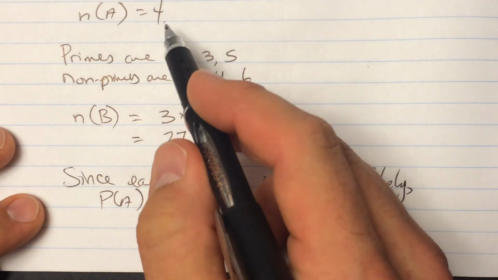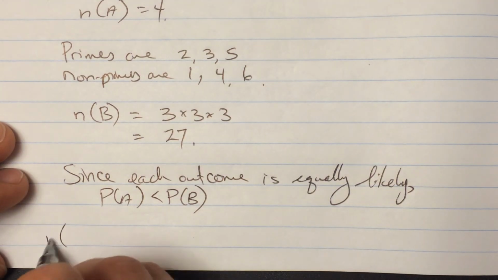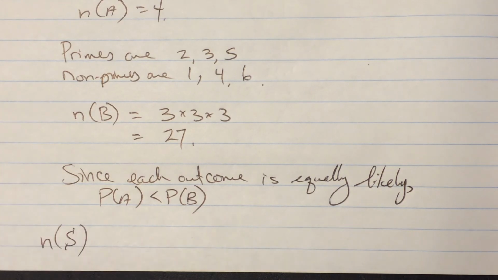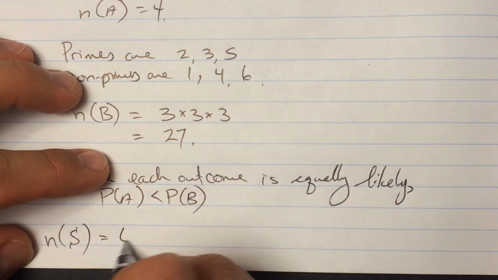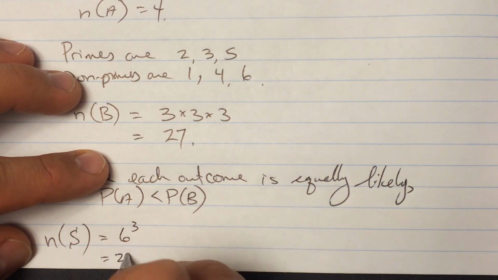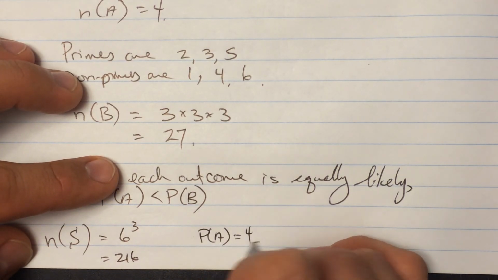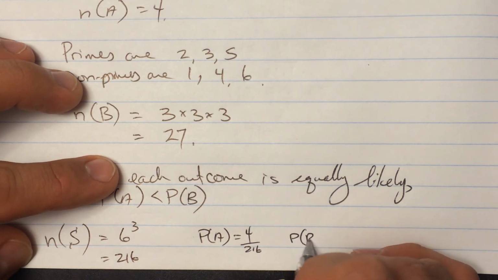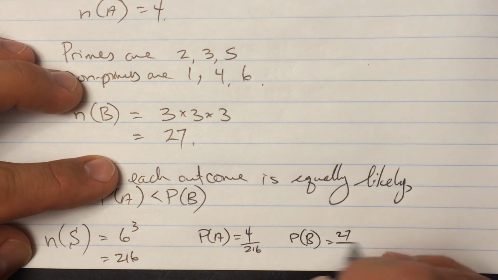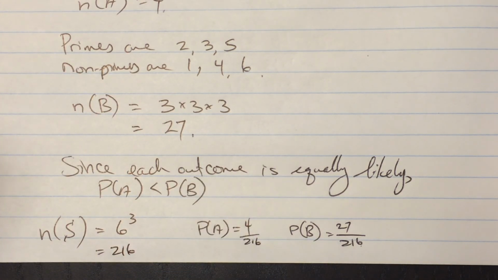If I wanted to, I could also count the total number of sequences there are. So I could say, for example, the size of the sample space, the universal set, is 6 cubed, 6 values for each of the 3 rolls, which off the top of my head is 216. So then you could calculate the probability of A is 4 over 216, and the probability of B is 27 over 216, and you can compare with those fractions instead of just with the sizes of the sets. Okay, so those are those 2 questions in a bunch of different ways, and as always, please ask questions.